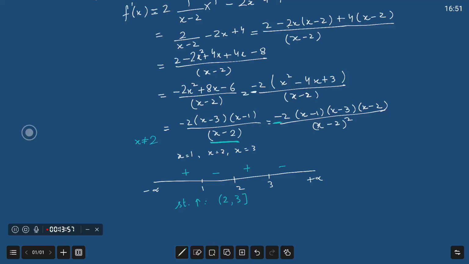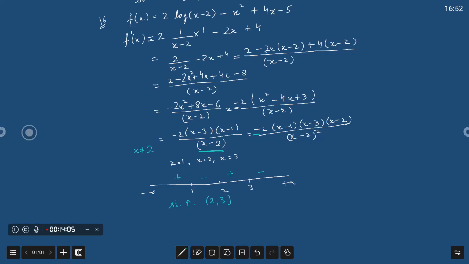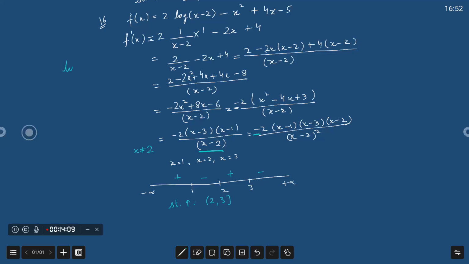Okay, one thing we missed out here was the question had a log expression. There was something called log of x minus 2, right? Let's look at that once more. So it is log of x minus 2. Now log never exists for negative numbers. That means x minus 2 will be positive. That means x will be greater than 2. So for this question, x has to be greater than 2.